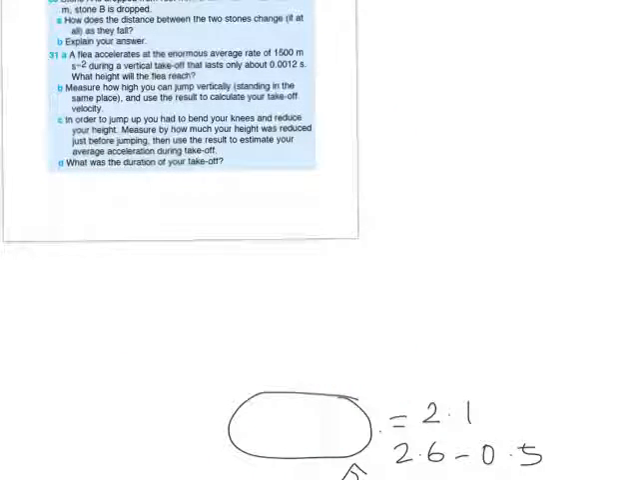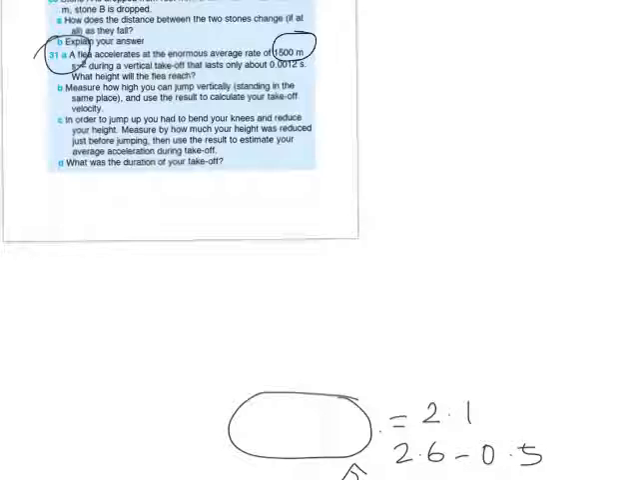Now let's try question 31, which is quite a fun one. We have a flea that accelerates at an enormous average rate of 150 meters per second squared during a vertical takeoff that lasts only 0.0012 seconds. What height will the flea reach? So we've got two stages. We've got the leaving of the ground and then the jumping.